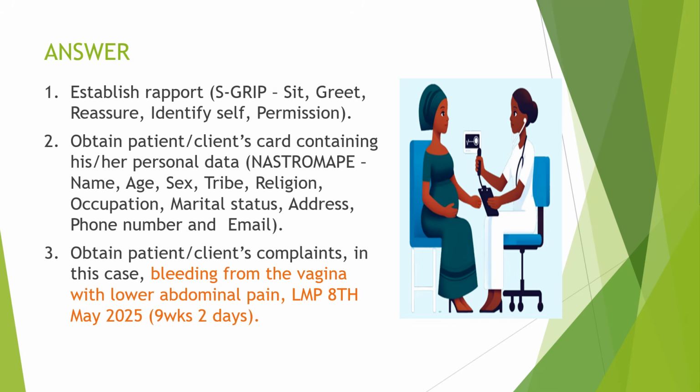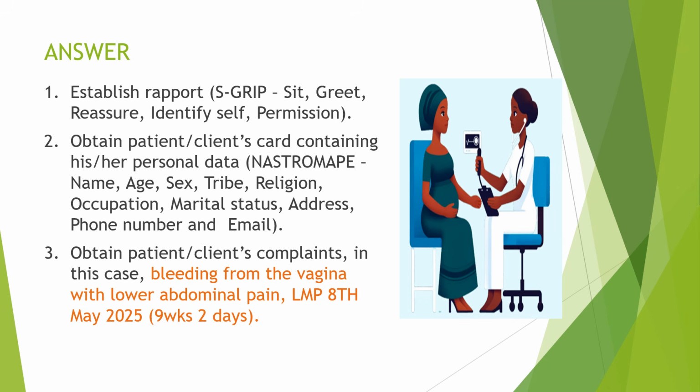So the first step the student is expected to take is to create a rapport with the client. You sit the client down, you greet the client, you reassure the client, you identify yourself, and for any procedure that you want to carry out on the client, you need to take permission from the client. For exam practicals, you may not necessarily take permission from your supervisor, but you speak to your client in a way that the examiner is listening to you. Every discussion you have with the client, how you welcome, greet and reassure the client, the supervisor is watching and hearing you.